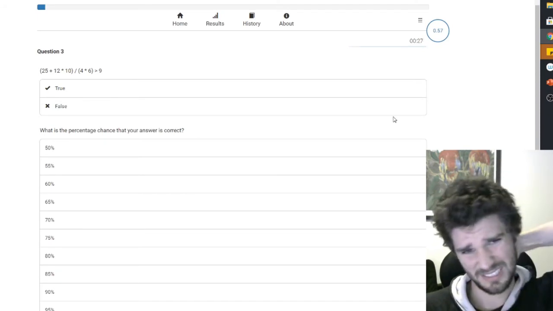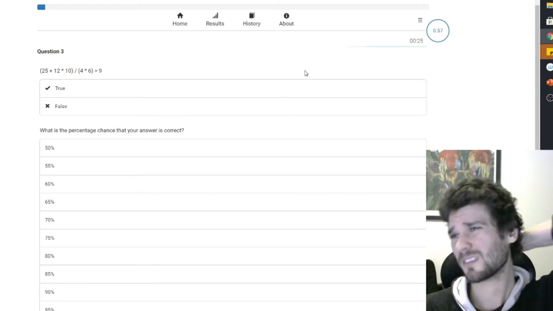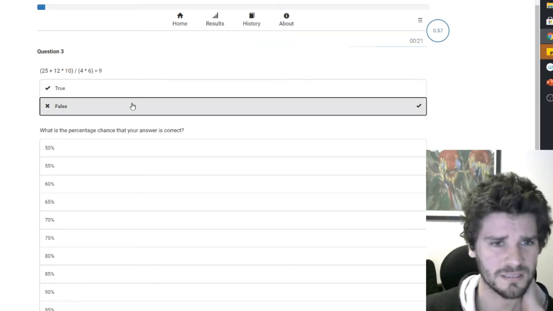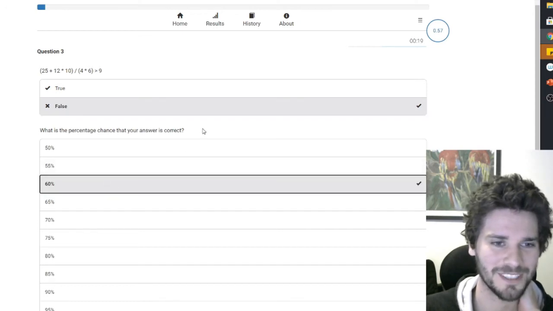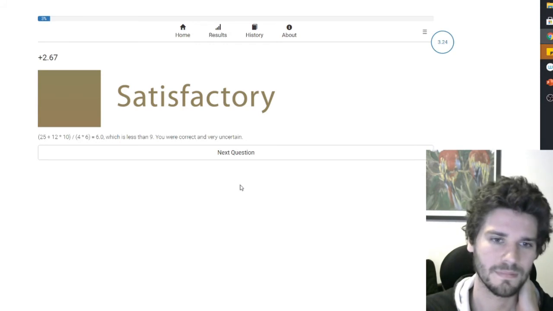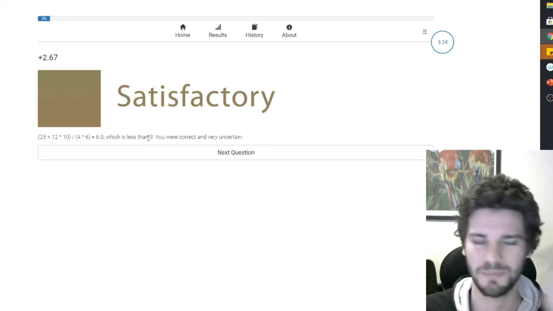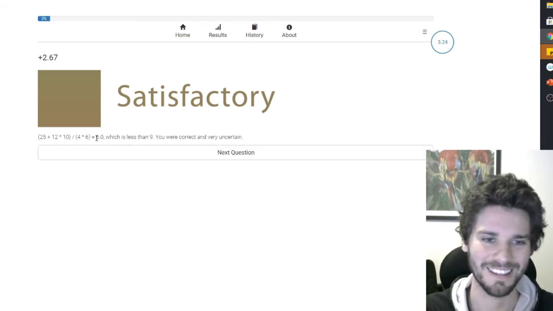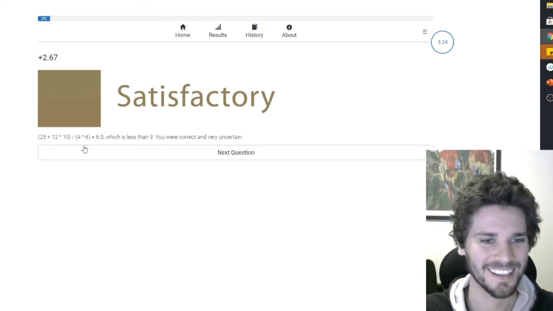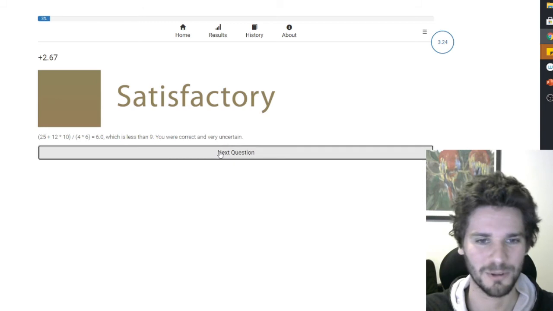145 divided by 24. It's like 6. That's not bigger than 9. But I'm not very confident in this. I should have been way more confident, actually. I think I was just like, I'm on camera and I'm doing maths in my head live. Yeah, okay. Wasn't confident enough.